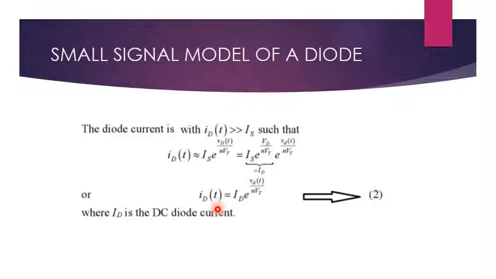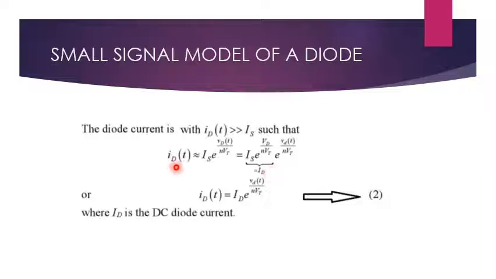Now, do you understand what you are doing? This is the current equation: I_D(t) is approximately equal to I_s times e to the power of V_D(t) by eta V_T. You are multiplying with eta V_T. Why? We are replacing I_s with the I_D value again. Clear? Right, this is capital I_D.